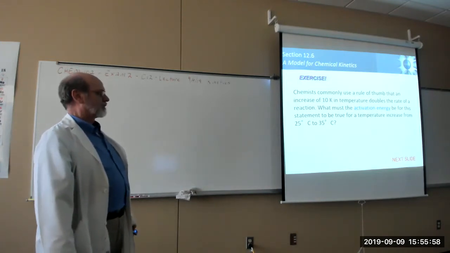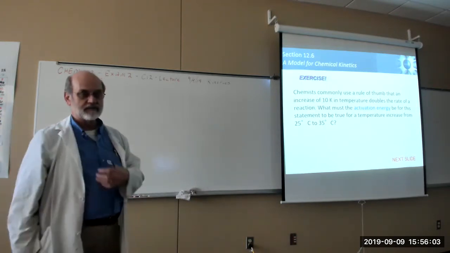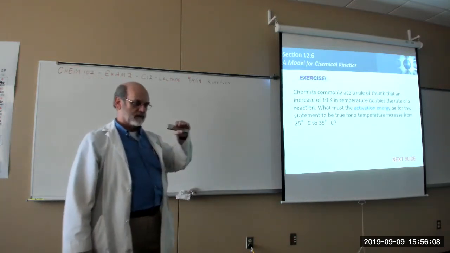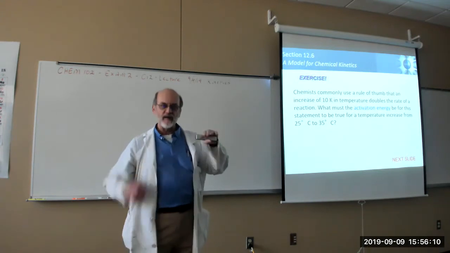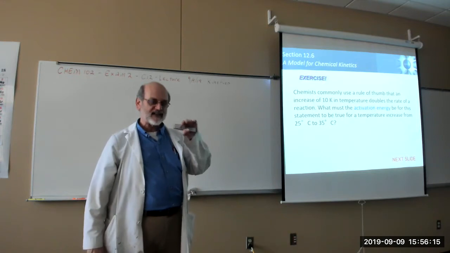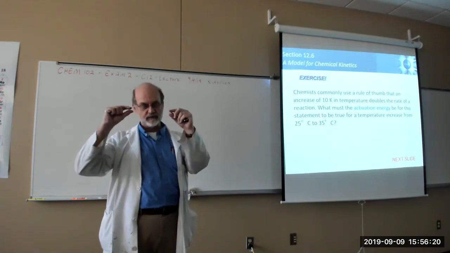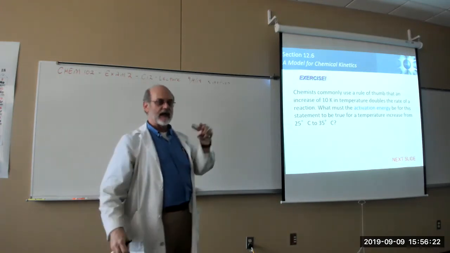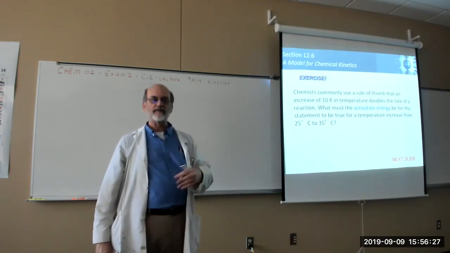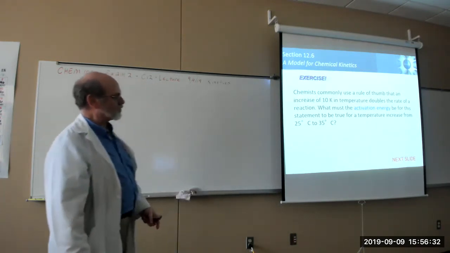So, a common rule of thumb for chemists, biochemists, and biologists alike is that if you increase the temperature in the environment for a cell, for a reaction of any kind, by 10 degrees Celsius or K, they're the same size, remember? K and Celsius, same size degrees. Increase the temperature by 10 K, then you would roughly double the rate of the reaction. So let's see if that's true.